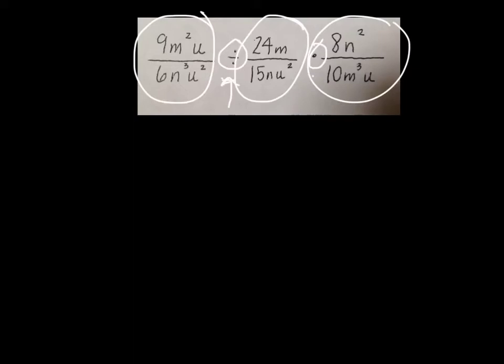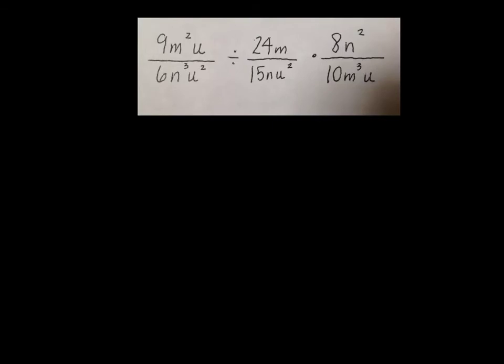If I change this operation to multiplication, what do I have to do to the second fraction? You have to flip it around. So that's the first thing I'm going to do. I'm going to rewrite my problem so that we can move forward. Okay, so I'm going to rewrite this.